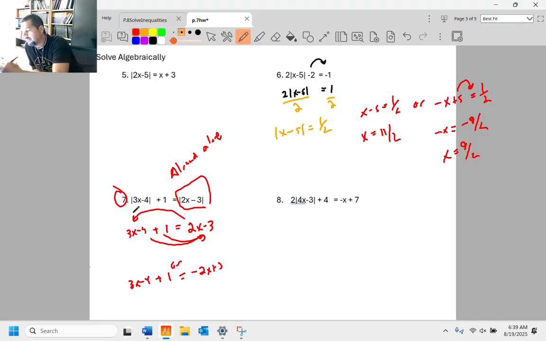So 3x minus 2x is simply an x. Negative 3 minus 1 is negative 4. Add 4, we get 0. So x is 0.